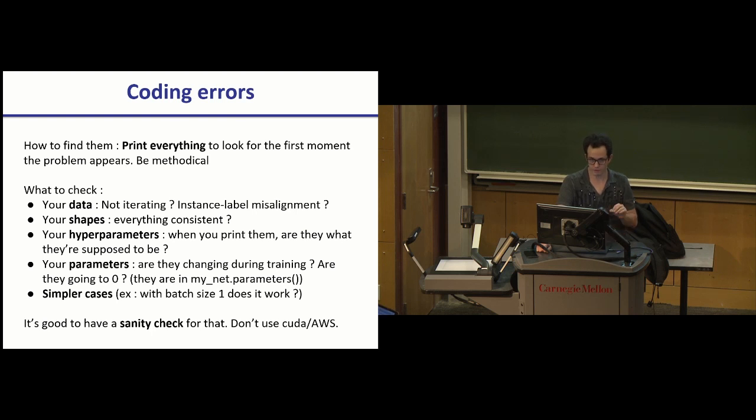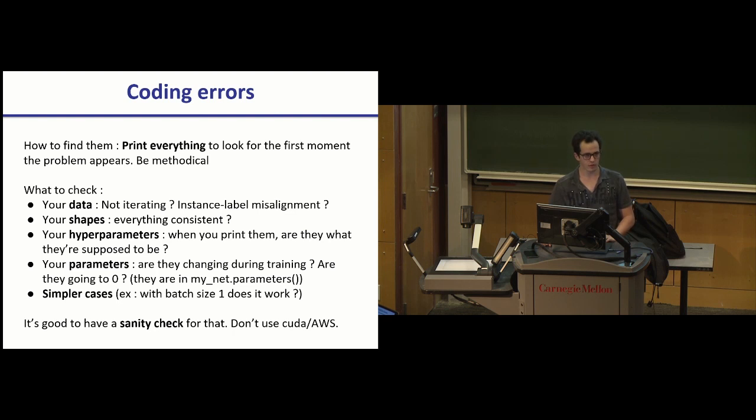You can look at the shapes of everything in the forward function of your network, or your weights, to see if everything seems consistent. You can print your hyperparameters and compare them with the configuration file to see if they're okay. You can also check your parameters. In a network, mynet.parameters is a generator for all of the parameters, so you can print them that way and check that they're actually changing from one batch to the next after a backward.